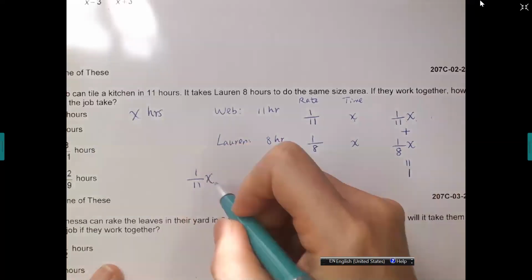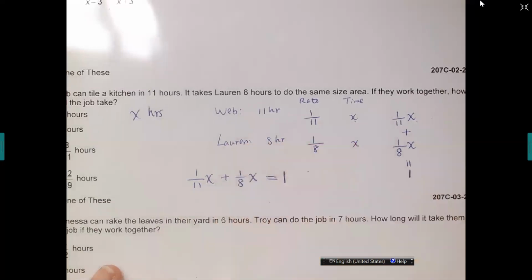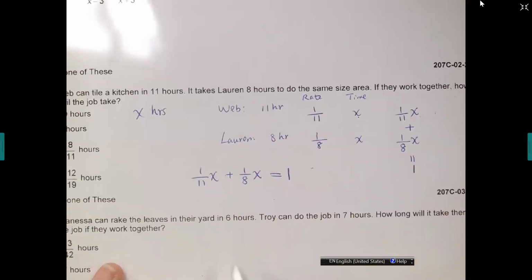1/11 times x plus 1/8 times x equals what? Equals 1. What do we see here? This is a typical rational equation. How do we solve this equation? Look for the LCD of all the denominators. 11 and 8, the least common multiple will be 88, 11 times 8.